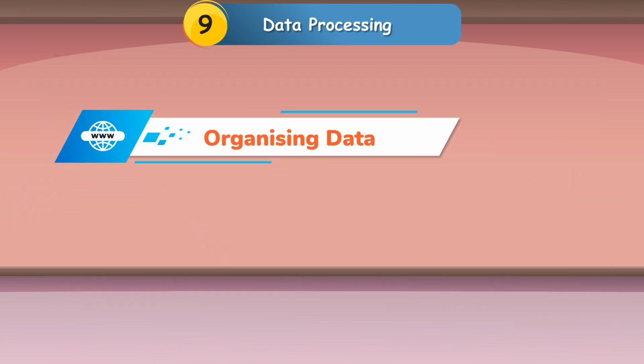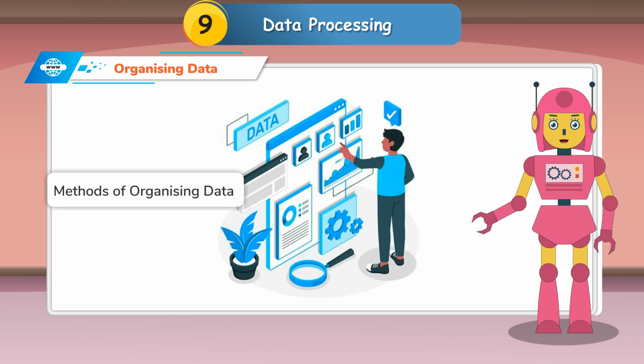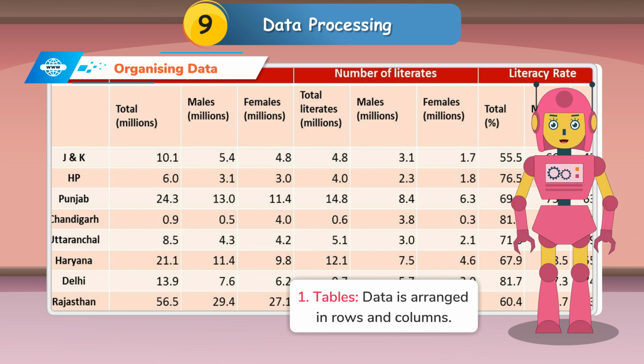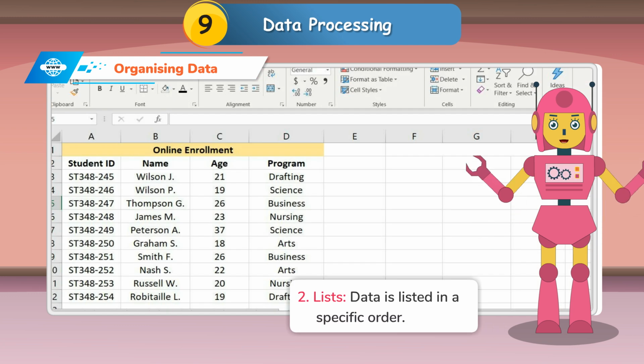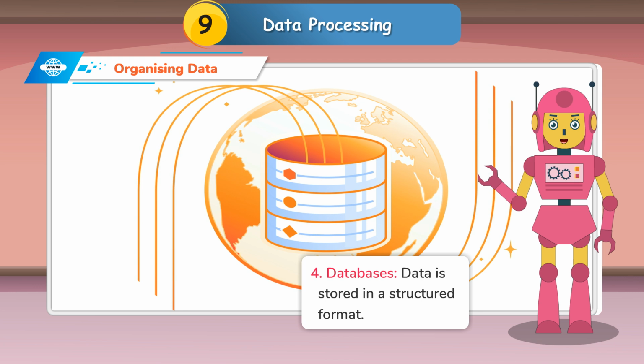Organizing data. When data is properly organized, it becomes easier to understand, analyze, and use effectively. Methods of organizing data. 1. Tables. Data is arranged in rows and columns. 2. Lists. Data is listed in a specific order. 3. Charts and graphs. Visual representation of data. 4. Databases. Data is stored in a structured format.